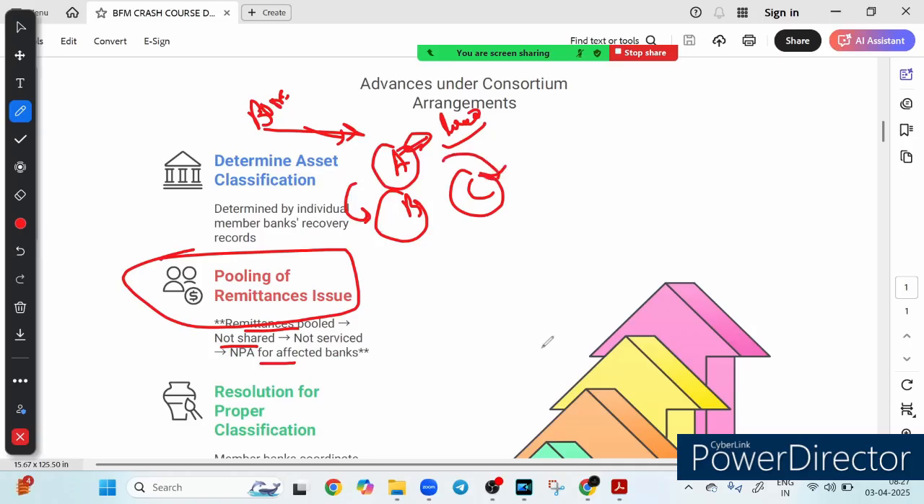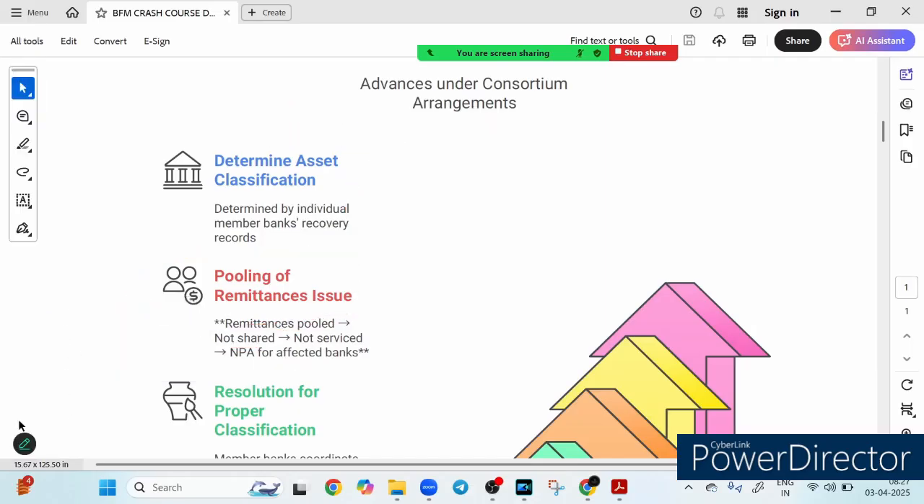This is called pooling. If pooling does not happen, then in the account of bank B, the borrower will be NPA, and in the account of bank C, the borrower will be NPA, because A is not providing the funds to B and C. That is the meaning of pooling, just in a simple way I have told you.